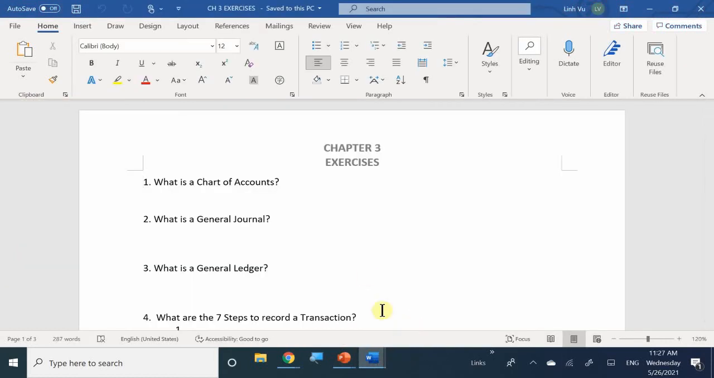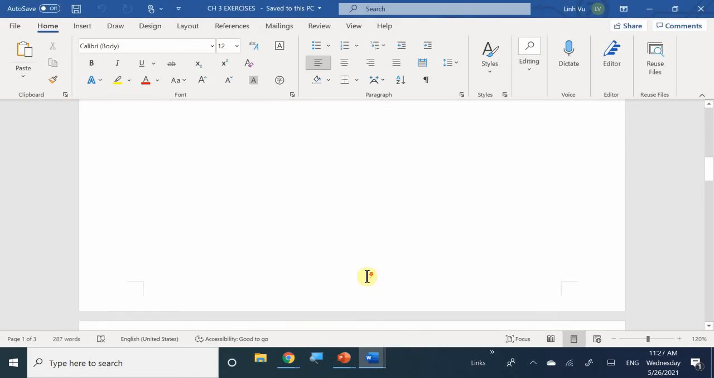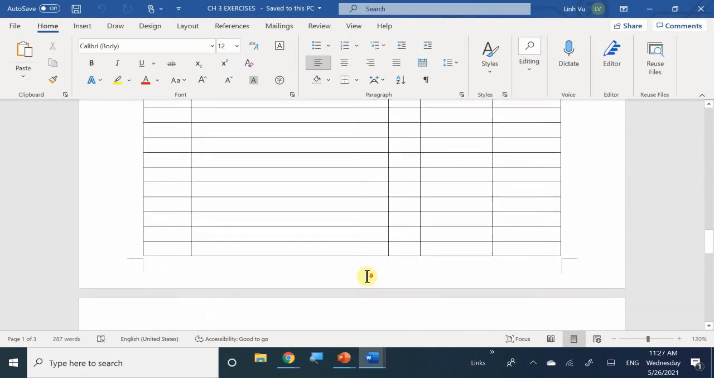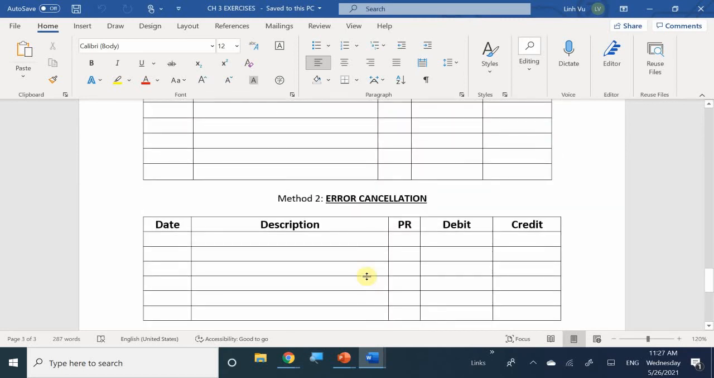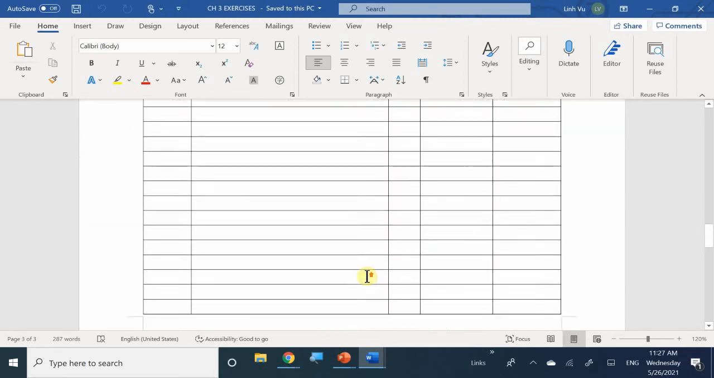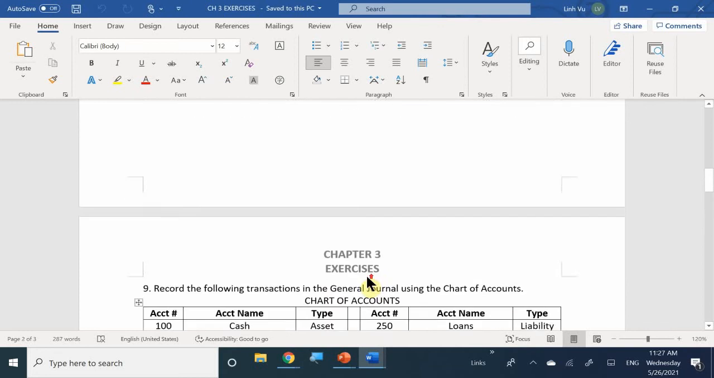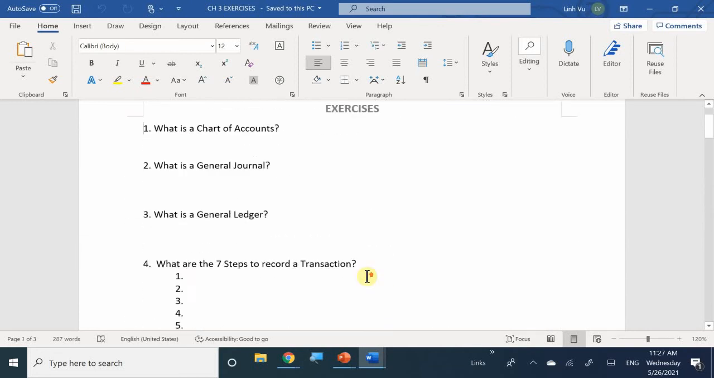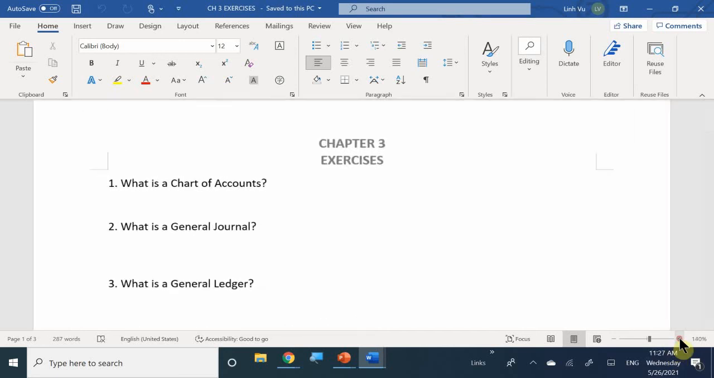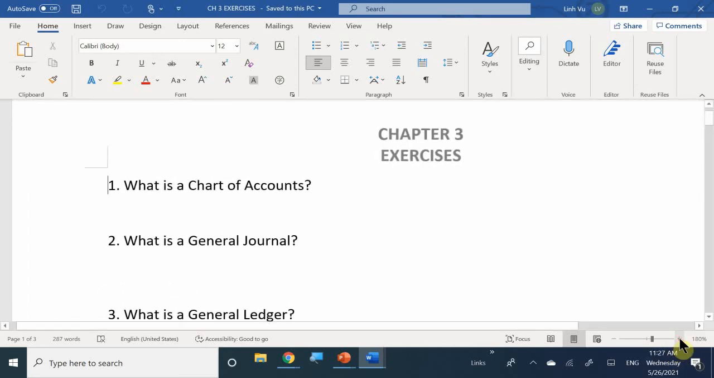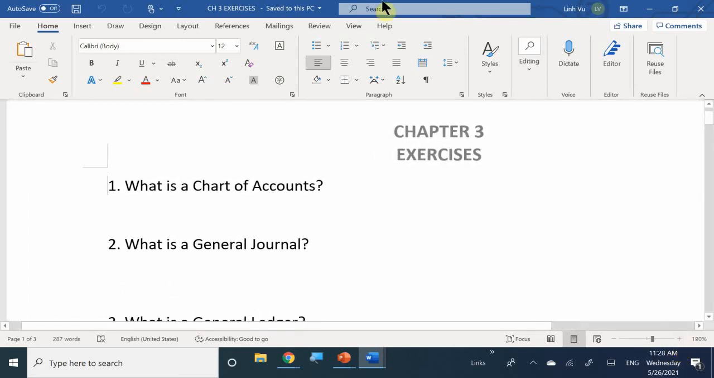Okay. So for today, let's go ahead and do chapter 3 exercises. So we're going to take a look here. We're going to spend the next 20 minutes or so to try to complete this exercise. So let's go ahead and get started. All right, we're going to take a look at how to journalize a journal as well.